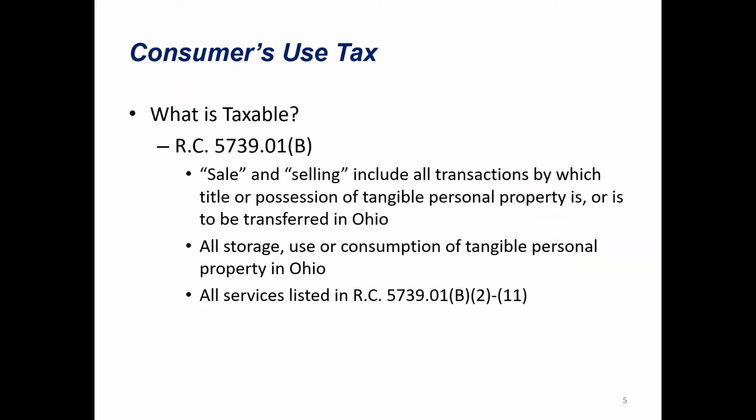So what is taxable? Well, sale and selling include all transactions by which title or possession of tangible personal property is or is to be transferred in Ohio. For tangible personal property, I always like to say it's taxable until proven innocent. So until you have an exemption or exception that fits against that transaction, it's taxable. Now services, there are about 20 or 25 of them. They're found in 5739.01(B)(2) through, I think I should probably actually say (B)(12) now with digital, specified digital products.